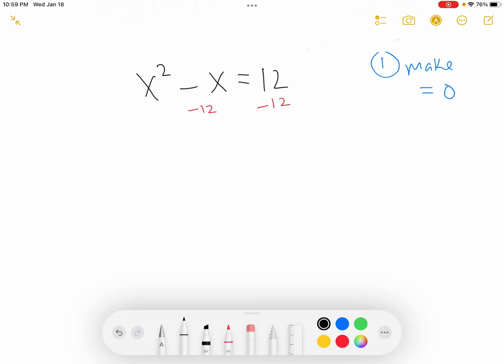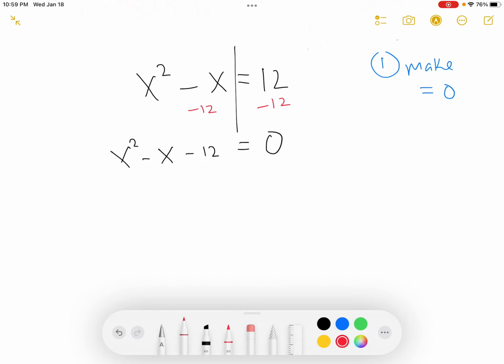Now, none of these terms can combine together, right? This is an x squared. It's a different type of animal entirely from an x, which is also different from that 12. And on this other side of the equal sign, 12 minus 12, that's the 0. And we wanted the 0. Let me show you why we want the 0.